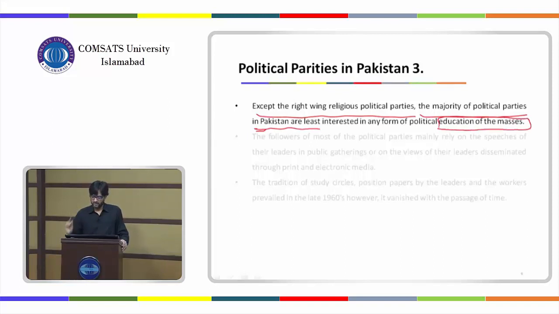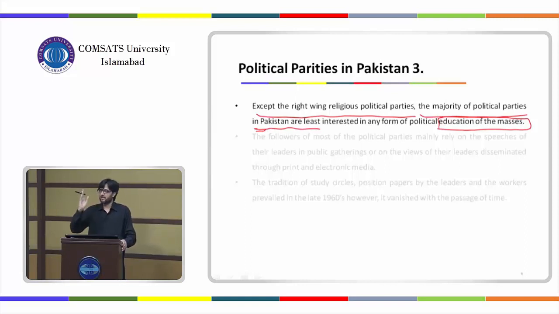And you know what? For a successful working democracy, education of the masses is very important. If the masses are not aware, if they are not educated, then that democracy is a bad democracy, because an unaware lot of people would usually vote on different lines.